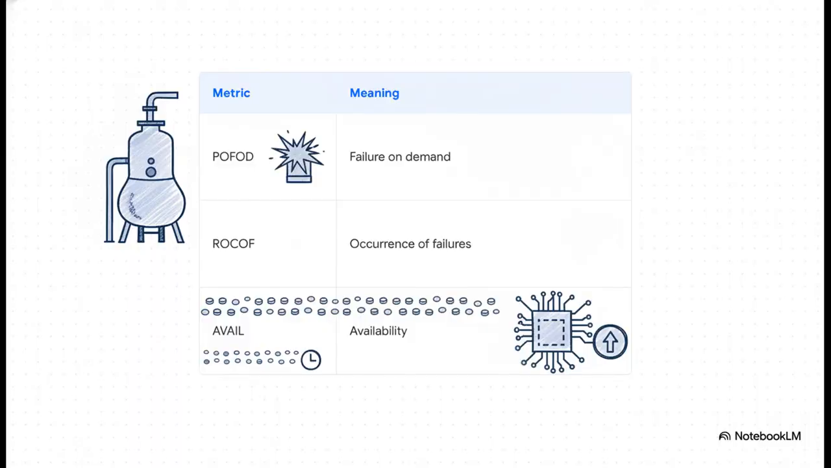You absolutely must also remember our critical quantitative metrics. POFOD is used for systems with intermittent demands, like a chemical reactor's emergency protection system. ROCOF is for regular, continuous demands over time, like a bank processing thousands of transactions an hour. And finally, availability is simply the probability of the system being operational and up and running at any given time.